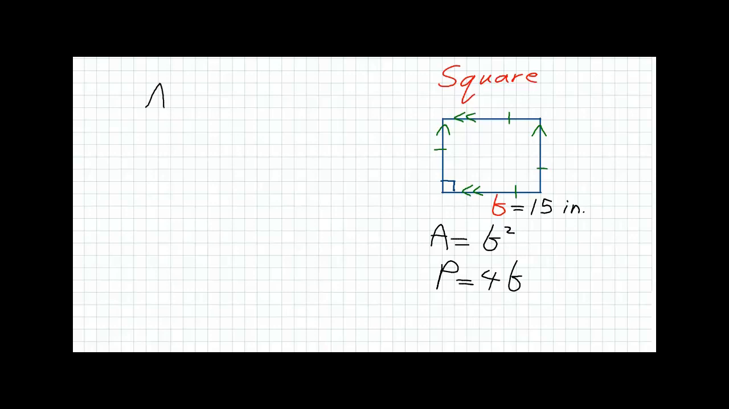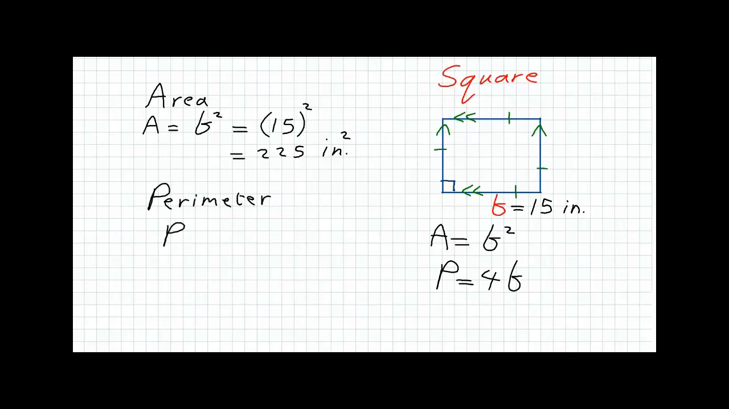if we want to find the area for this square, A is equal to b square, which is equal to 15 square, this is going to be equal to 225 square inches. And if we want to find the perimeter, which is equal to 4b, it is equal to 4 times 15, this results to 60 inches.